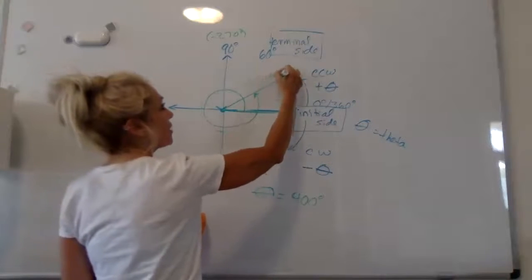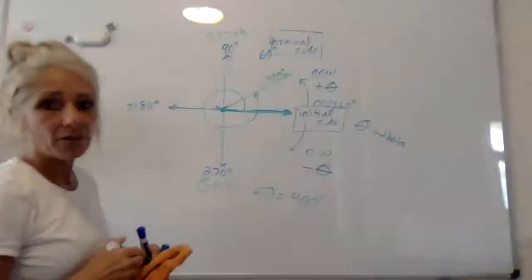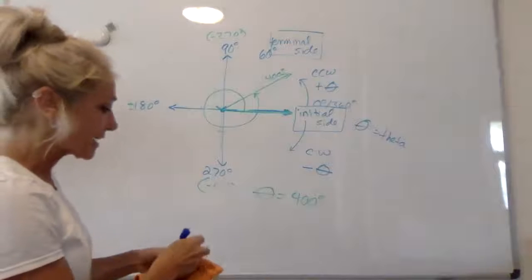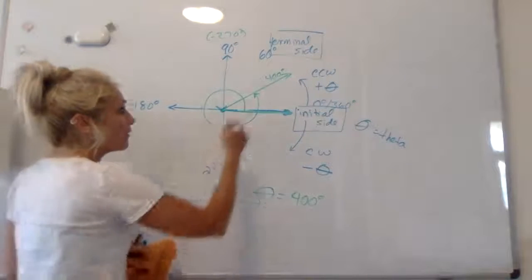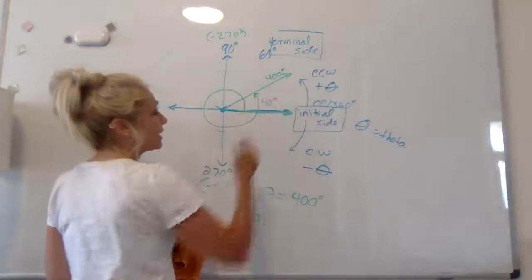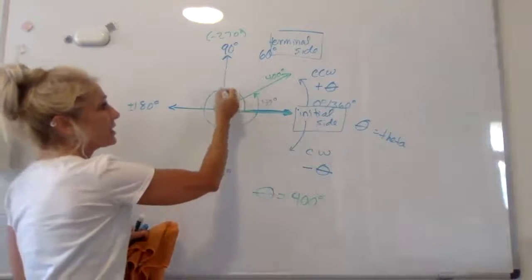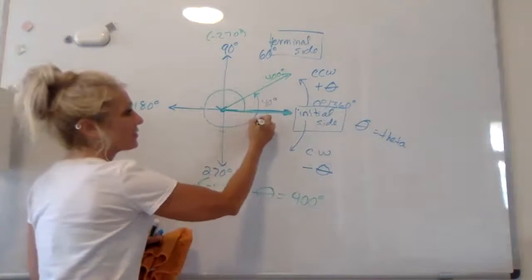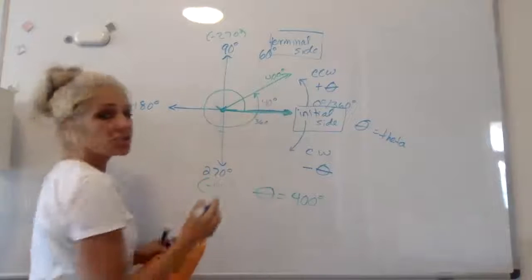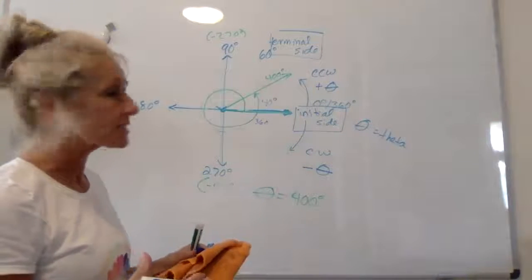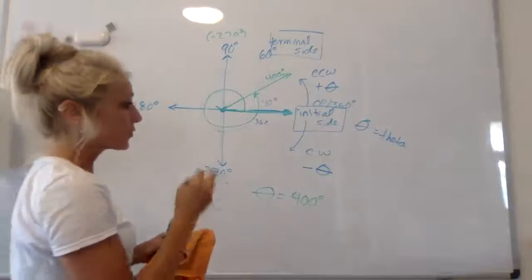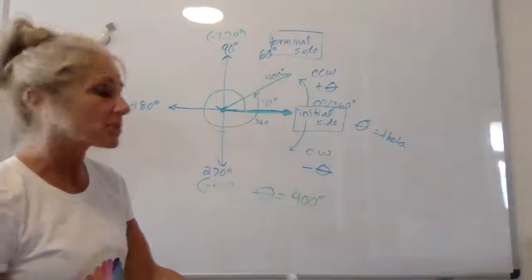And this is a 400-degree angle, even though it looks exactly like a 40-degree angle, because I used up 360 degrees to go this far, and then I had to go an additional 40 to get to that correct stopping point. So that's our next concept. That's coterminals.